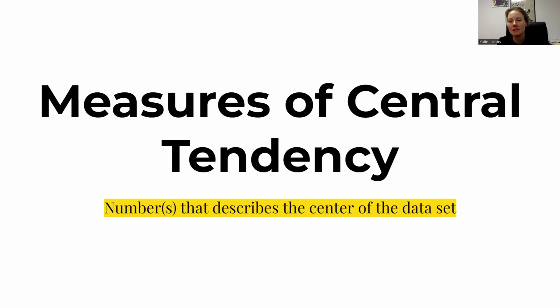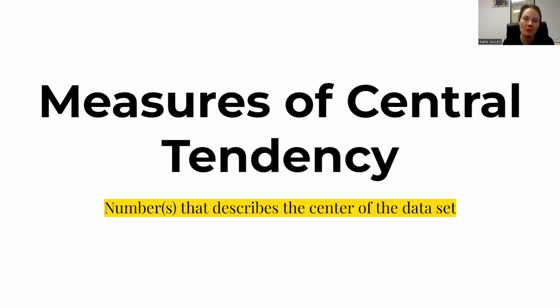All right, so let's move on to this first branch, which we're going to focus on this week. And these are measures of central tendency. Again, those are numbers or a number that describes the center of our data set. And you might have done this before. Some people probably haven't done it for a really, really long time. But we're going to put a little twist to it.